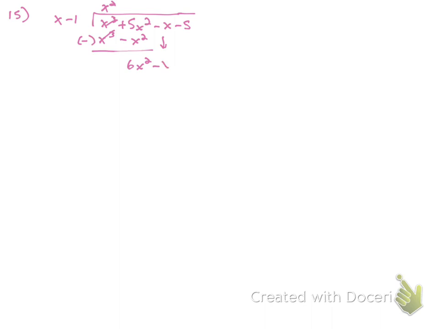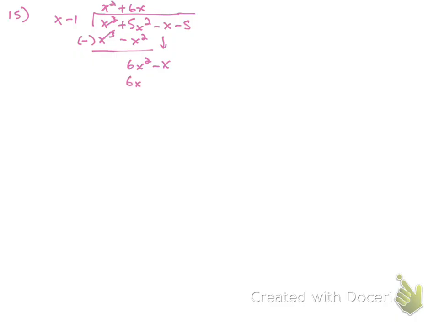All right, the long division. Sorry, number 15. We'll have x minus 1 divided into x cubed plus 5x squared minus x minus 5. So I'd multiply x by x squared. That gives me x cubed minus x squared. Subtraction, cancel. Plus, that gives me 6x squared. Bring down the negative x. Would need to multiply by 6x.